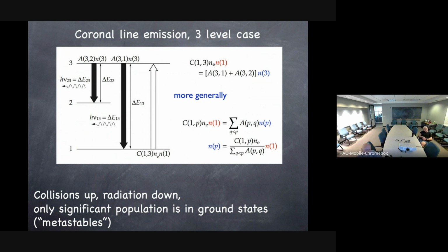And then more generally, we have something that looks like this if you've got a lot of levels. This is what the coronal people use. This is what's used in Chianti, for instance. So instead of 3 levels, you have as many levels as they put in, like 90 levels for carbon 3 or something, and you just solve this set of equations here, and you end up with a distribution of populations. But remember, the A's correspond to the spontaneous emission of a photon. So that is the source of the radiation we're observing, okay?